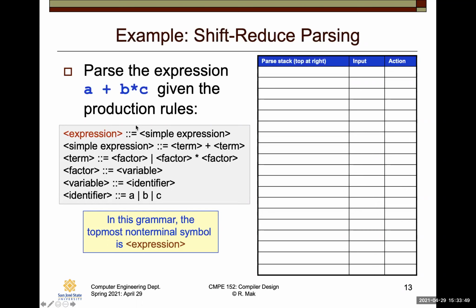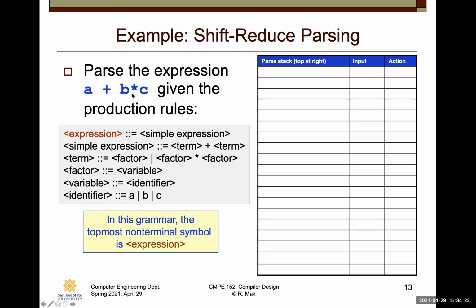Here's a simple grammar. In this case, the topmost rule is expression. Expression is a simple expression. A simple expression is term plus term. A term is either a factor by itself or factor times factor. A factor is a variable, a variable is an identifier, and an identifier is either A, B, or C. Very, very simple little grammar. And this is the input. We're going to use a shift-reduce parser to parse this expression.